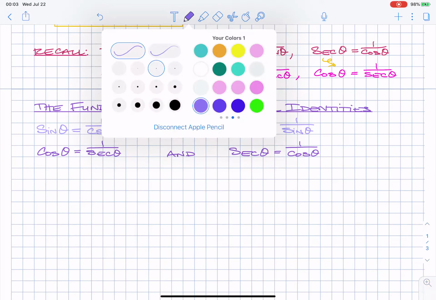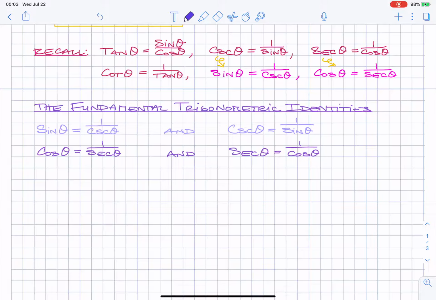Okay, let's see, maybe a bit darker. What's the next one? The next one is tangent of theta. Well, this is sine over cosine, agreed? Sine of theta over cosine of theta. That's one way to look at it. And cotangent of theta would be cosine of theta over sine of theta.